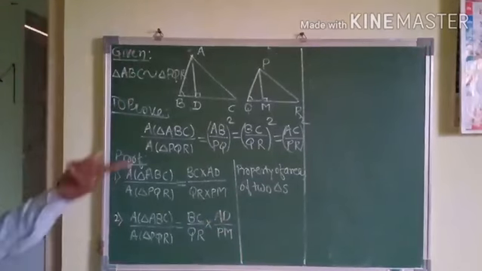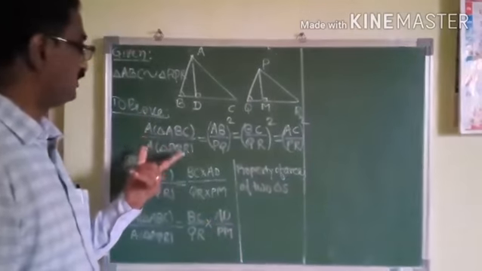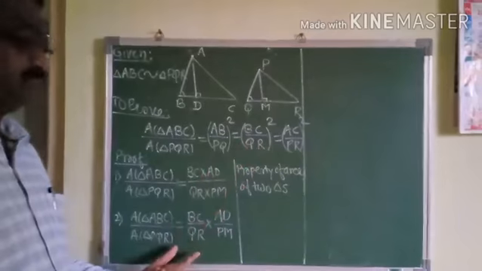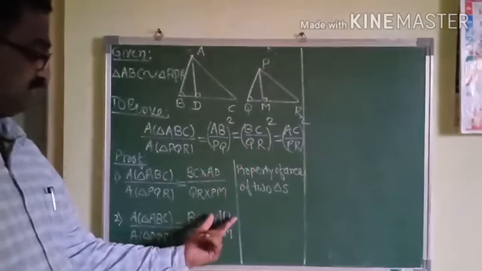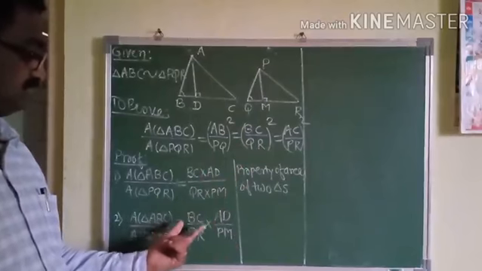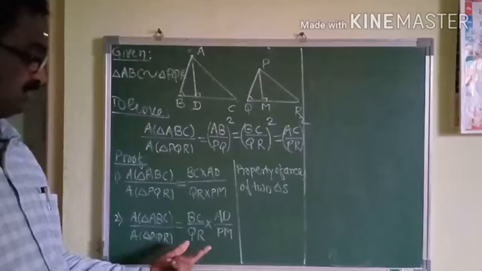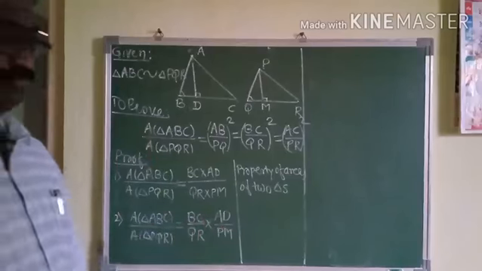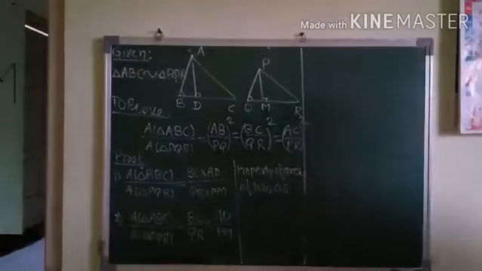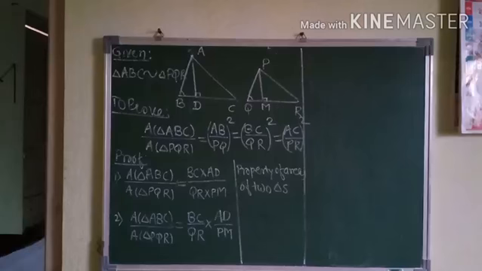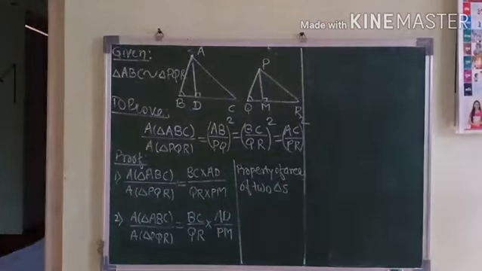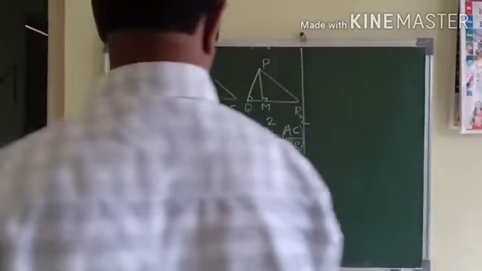Now what will we have to do? Area of triangle ABC upon area of triangle PQR is equal to BC upon QR whole square. When will we get BC upon QR whole square? If we get AD upon PM is equal to BC upon QR. So our task is to show that AD upon PM is equal to BC upon QR. So now we can do that. How can we prove that?